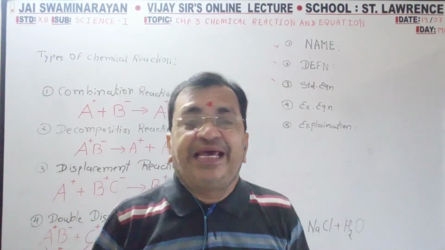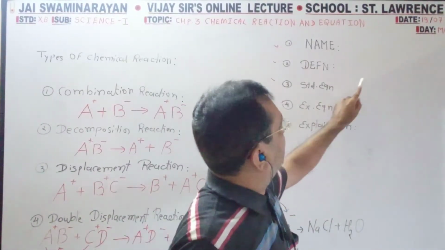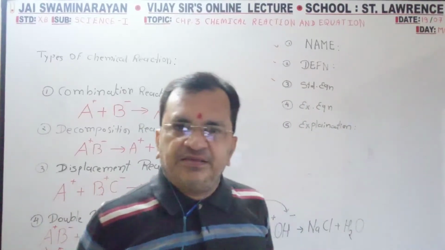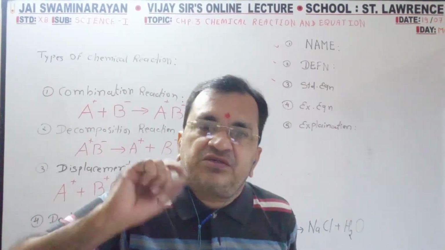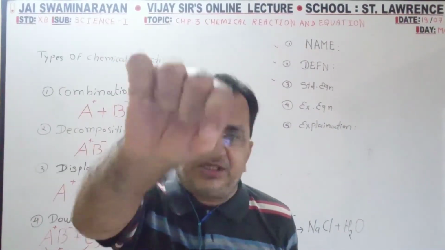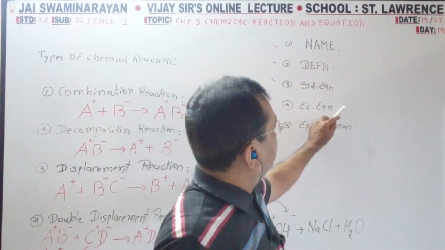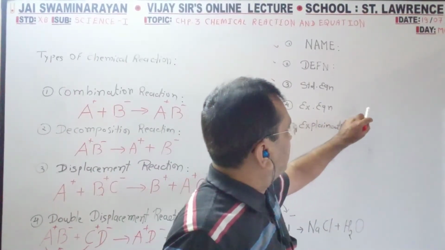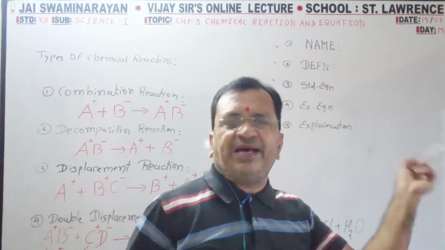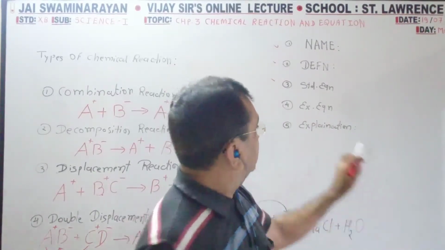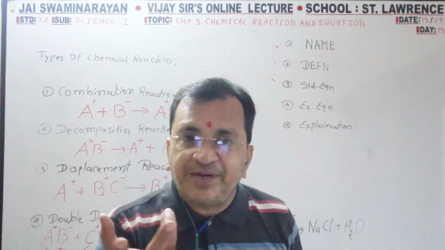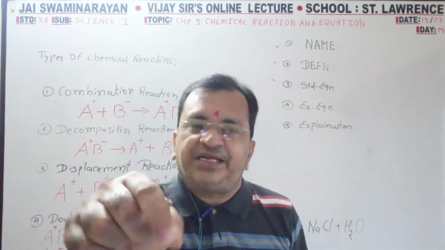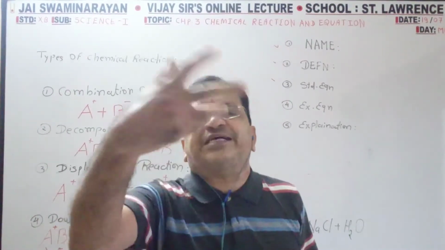Standard equation, my AB reaction you have to write. A plus B is equal to AB. Now similar to that, you have to think which equation is suitable here. What will I write? H2 plus O2 gives H2O. Then I will balance. What is the meaning of explanation? Whatever equation you are writing, you have to write in words, that is the explanation.